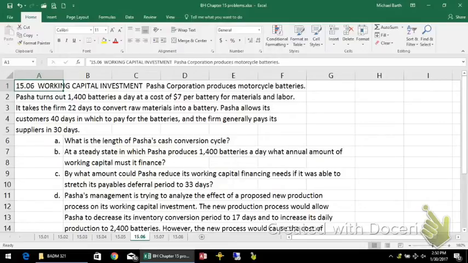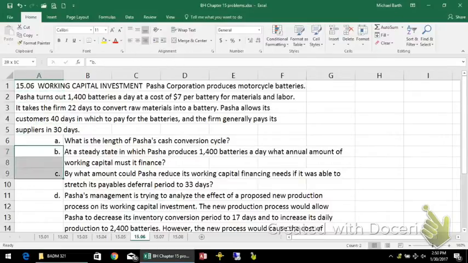They build 14,000 batteries a day, and it costs $7 in materials and labor. It takes 22 days to convert raw materials into a battery. That's the inventory conversion period. When they sell it, they allow their customer 40 days in which to pay for the battery. That's the days of receivables. And the firm pays its suppliers in 30 days. That's days of payables. Let's go to the first part here.